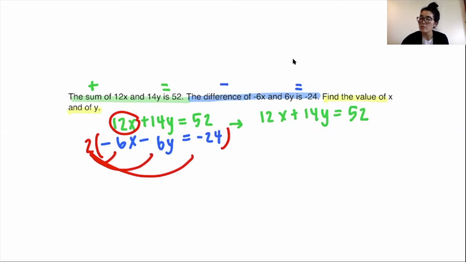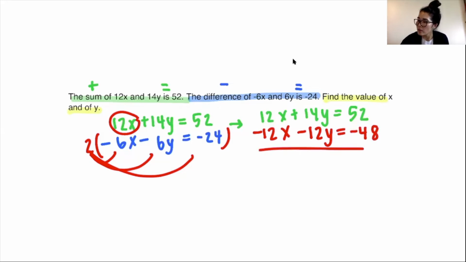So 6 times 2, and watch out, it's a -6, so it's going to become -12x. 2 times -6y is going to be -12y. And then that's going to be equal to 2 times -24, which is going to be -48. All right. So here is what I was talking about, that we have these opposite signs. So +12 and -12, those are going to cancel out. So that is going to be good.